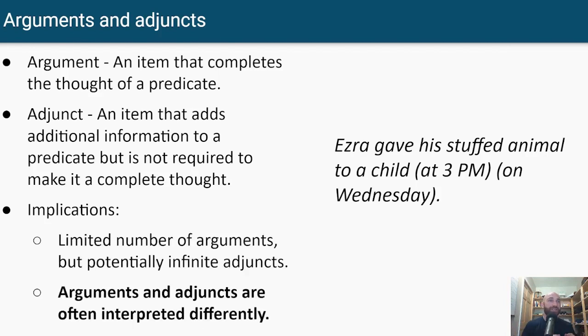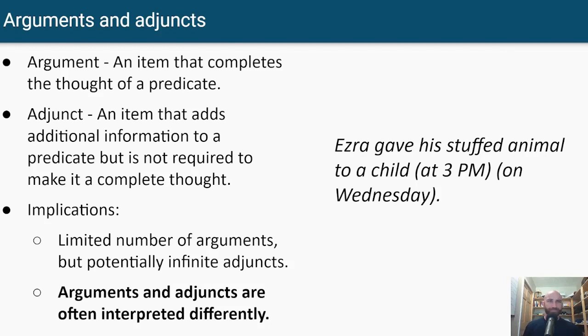Arguments and adjuncts are often interpreted differently as well. For example, there's a specific role that the arguments are playing in this sentence: Ezra gave a stuffed animal to a child. The stuffed animal, for example, is affected by the verb in a specific way. And that's usually what ends up happening semantically: the argument is affected by the verb in some way. Whereas at 3 p.m.